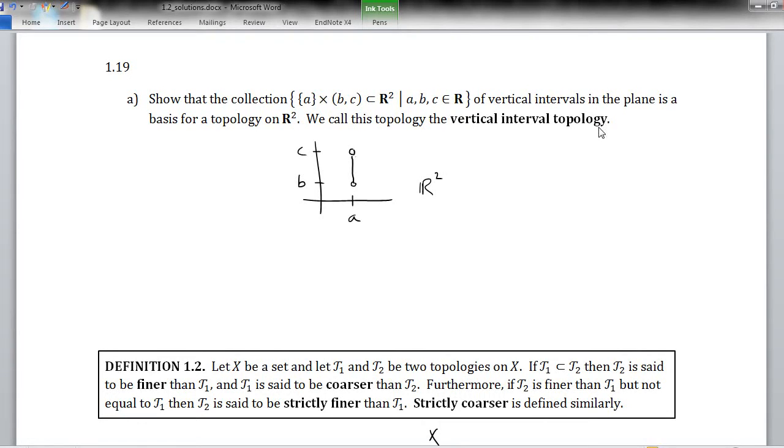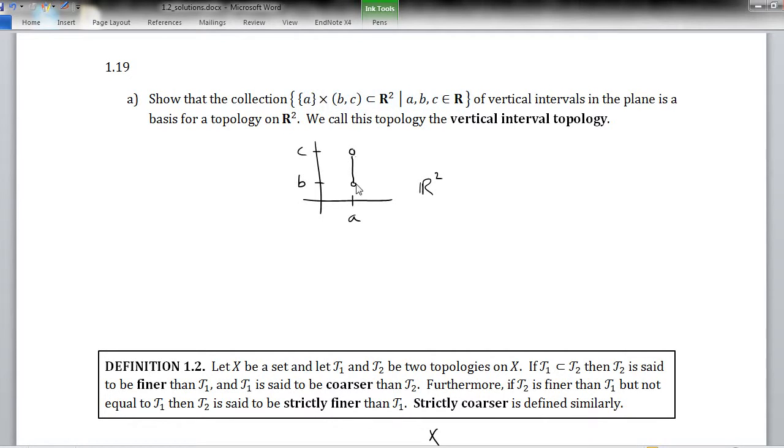Exercise 1.19. Part A. Show that the collection of vertical intervals in the plane is a basis for a topology on R2. We call this topology the vertical interval topology. Well, this collection consists of Cartesian products of these two sets. The elements of our Cartesian product are ordered pairs of real numbers such that the first real number is in this set, so it has to be A, and the second real number is in this interval, so it has to be between B and C.